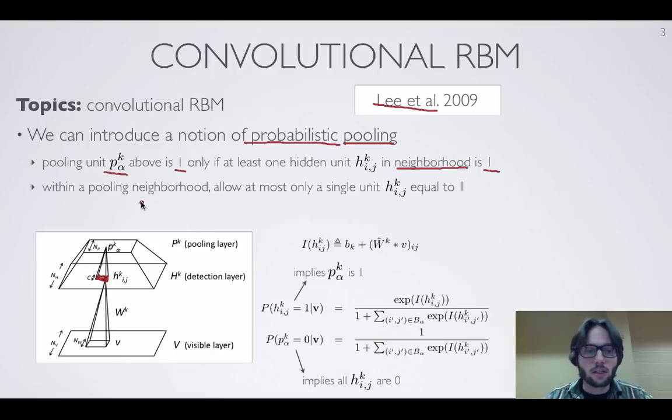Another thing that they propose is that within a pooling neighborhood, this neighborhood where we are taking the maximum over the binary hidden units, we also impose that there can be only one hidden unit which is equal to 1. This will introduce the kind of competition that we see in local contrast normalization in a regular feed-forward convolutional network. It means that within the neighborhood, there's actually only one feature that will be stochastically active in the generative model of the restricted Boltzmann machine.